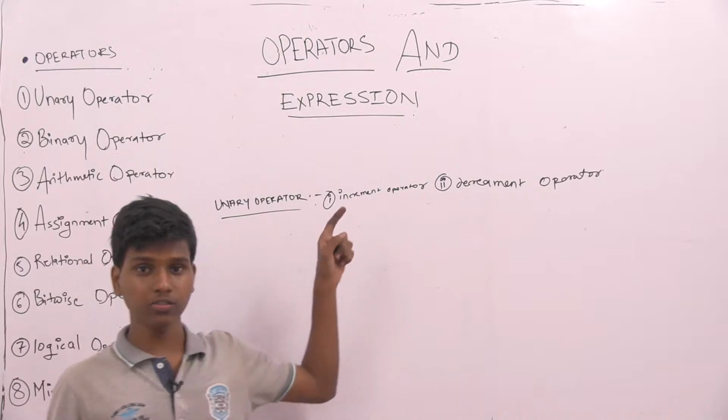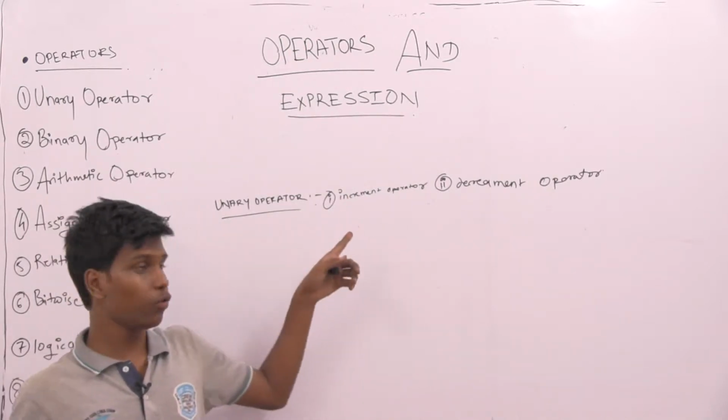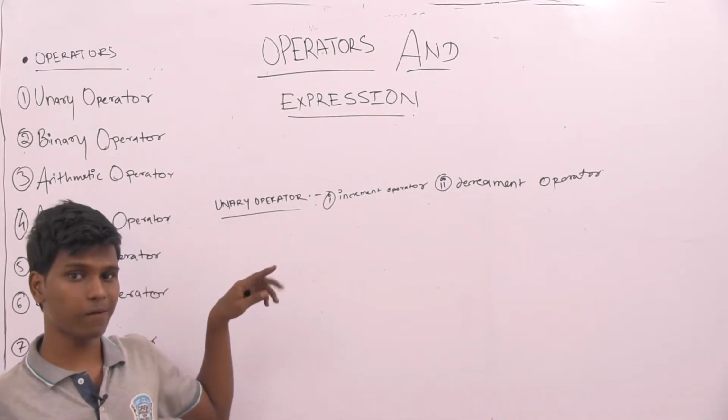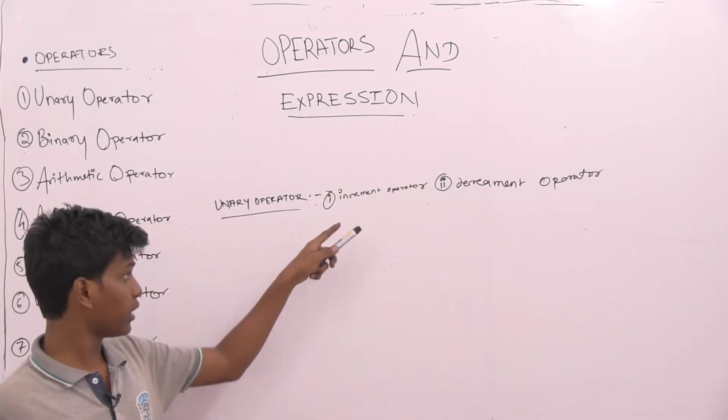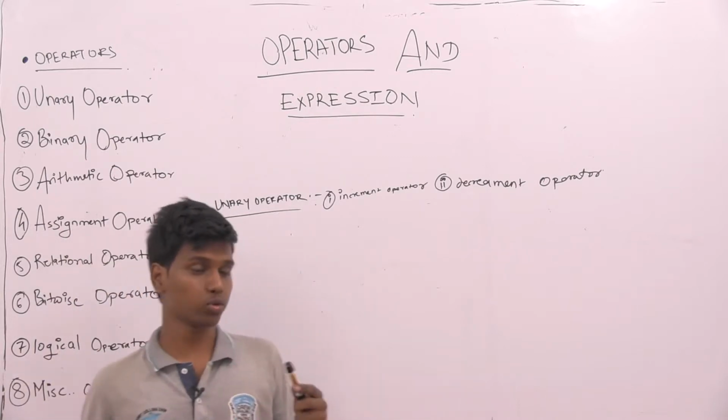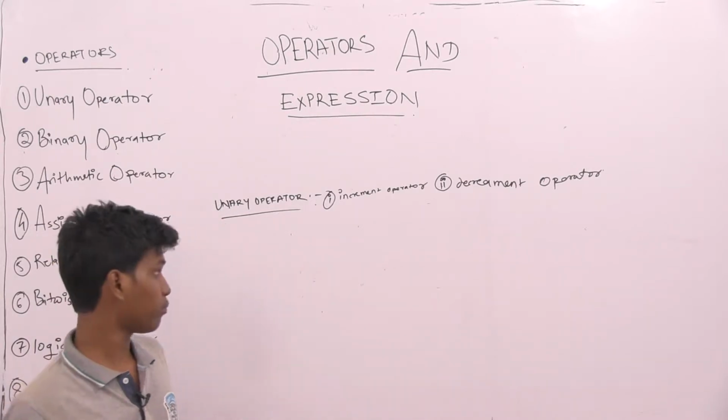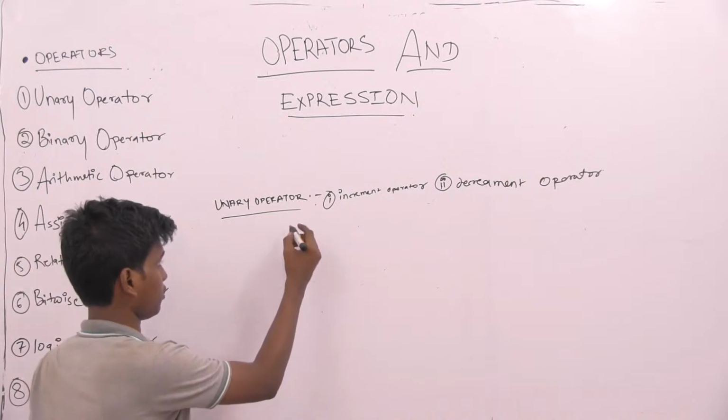The increment operator is used to increase the value of a variable by 1. By the way, the increment operator has two types: the pre-increment operator and the post-increment operator.